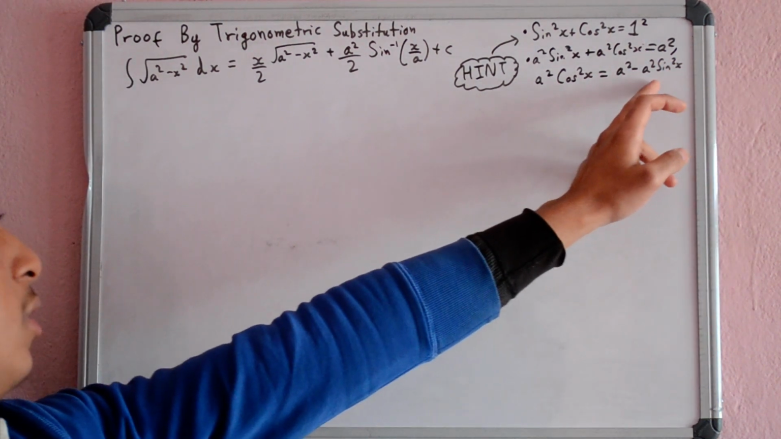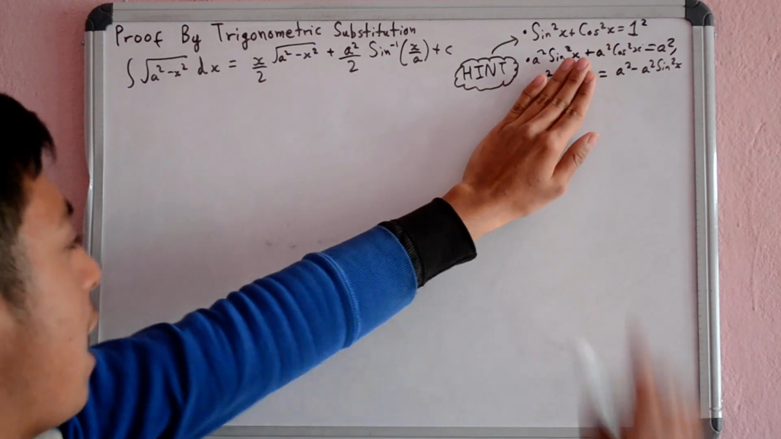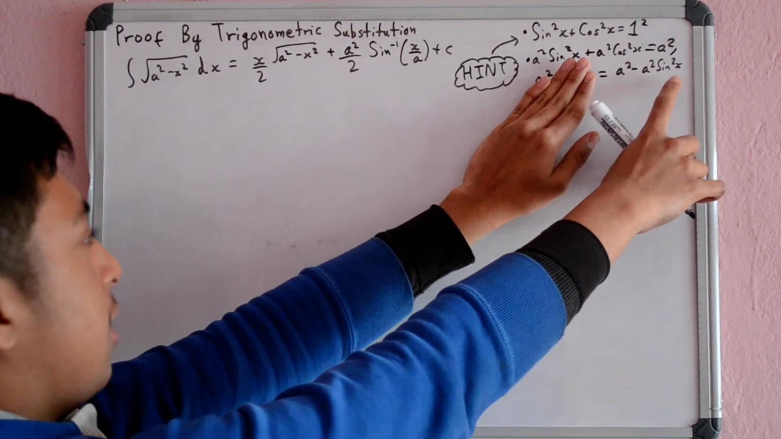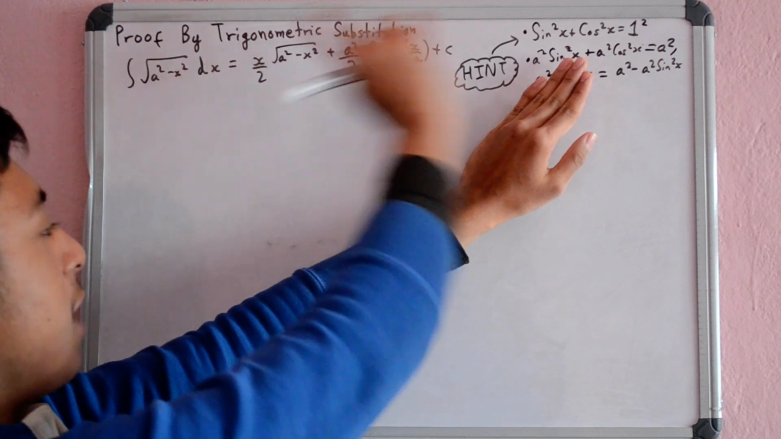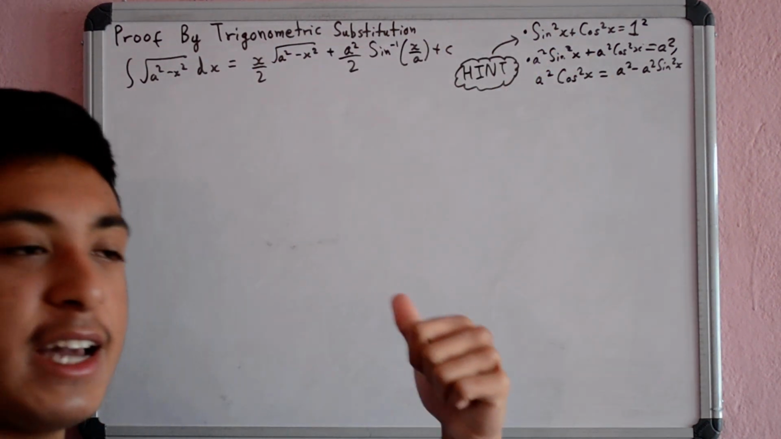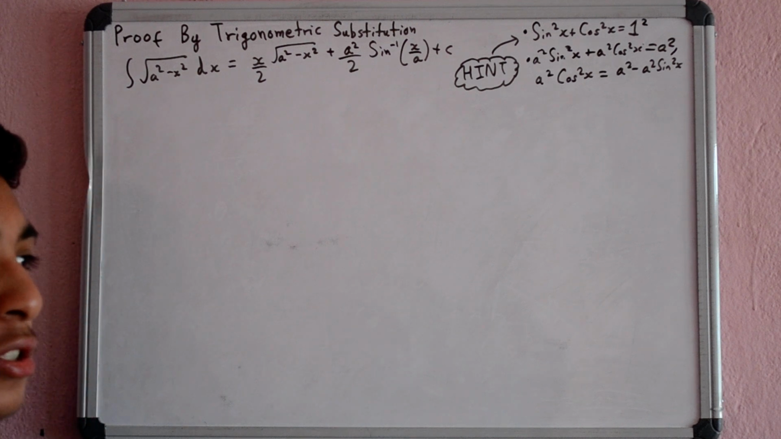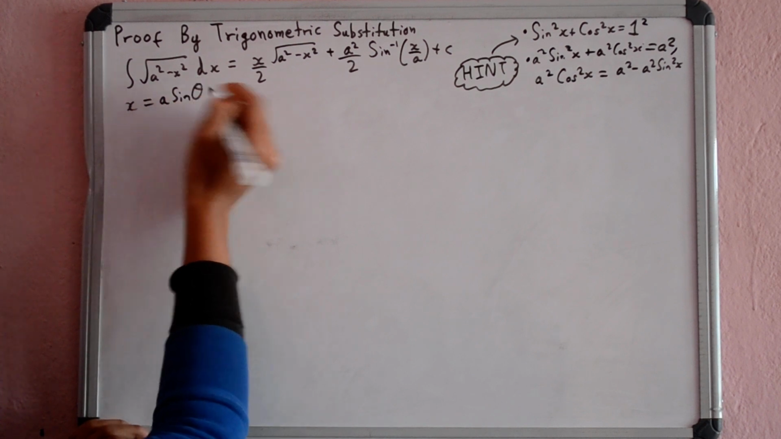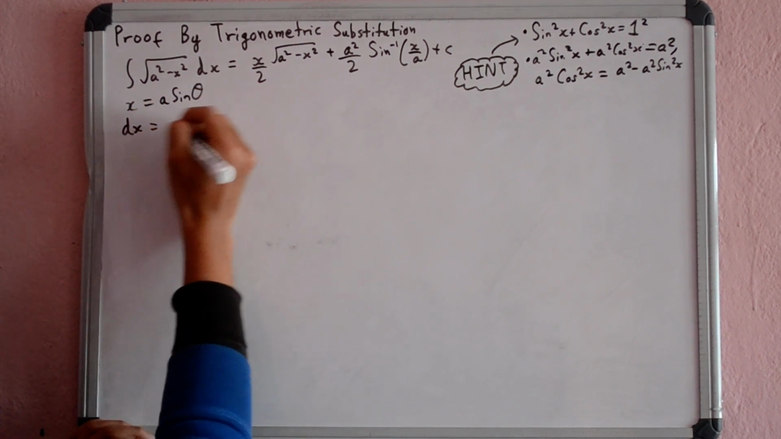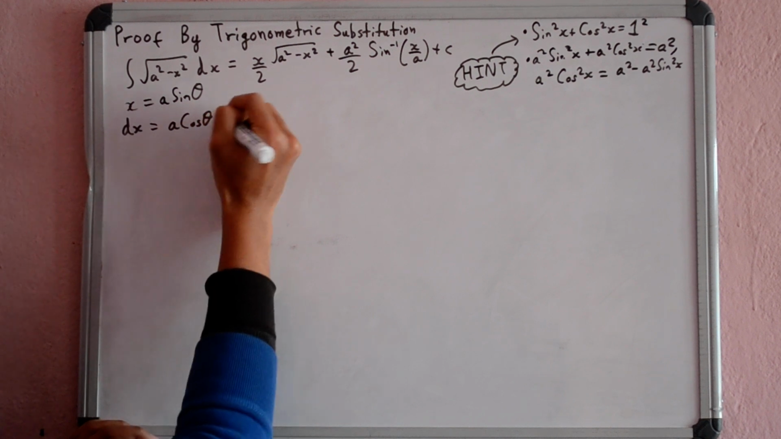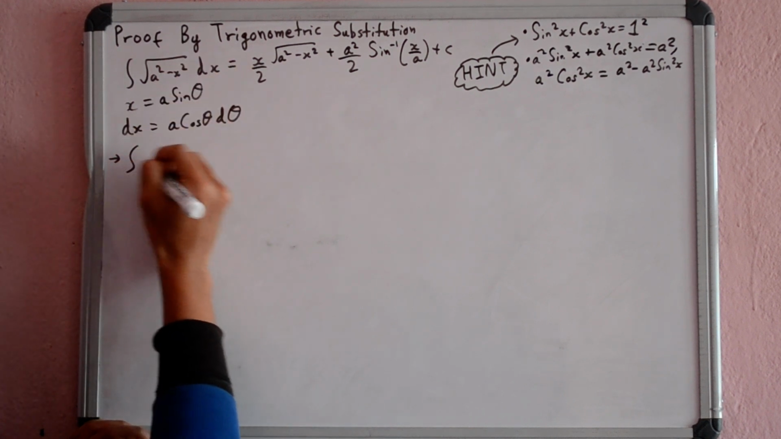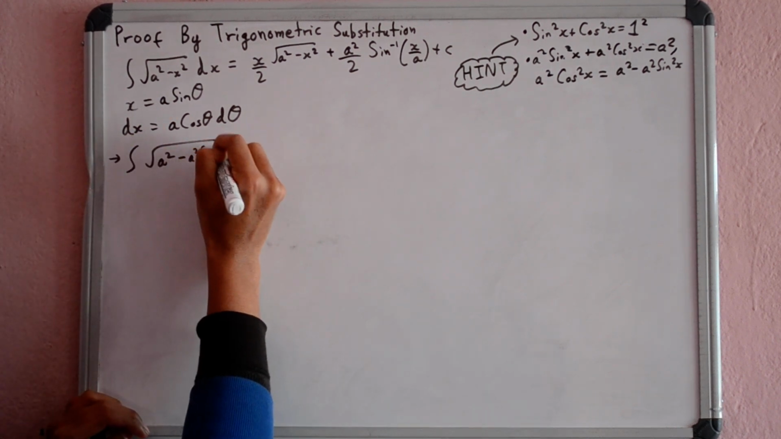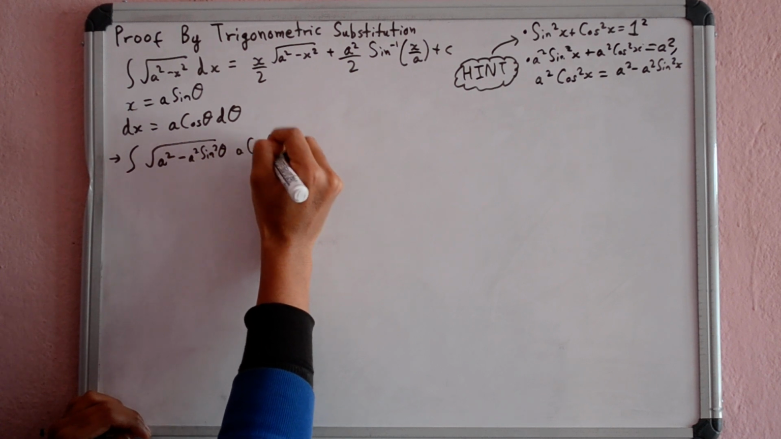Now what we can do is, we have our a square minus something, right? And we have x square as a square sin square x. So just compare these two. That means we should get x equals a sin x, but we can't use x again, so we can just let x equals a sin theta. Now differentiate both sides, we'll get a cos theta d theta. So this integral becomes root of a square minus x square, which is a square minus a square sin square theta, times a cos theta d theta.